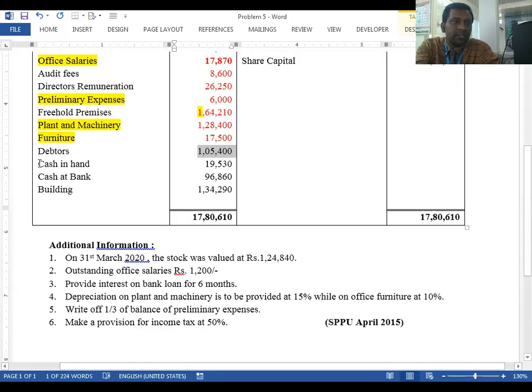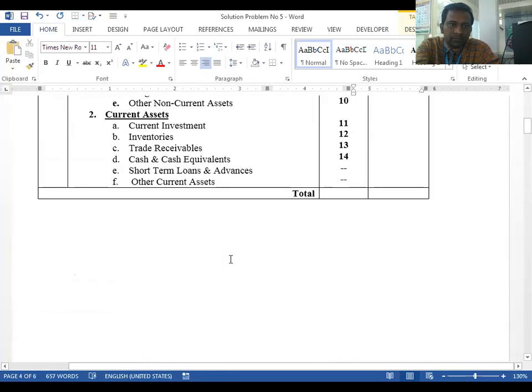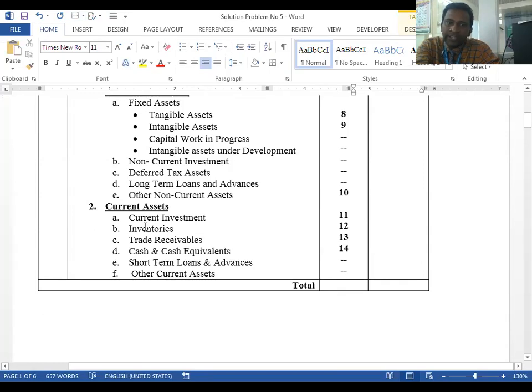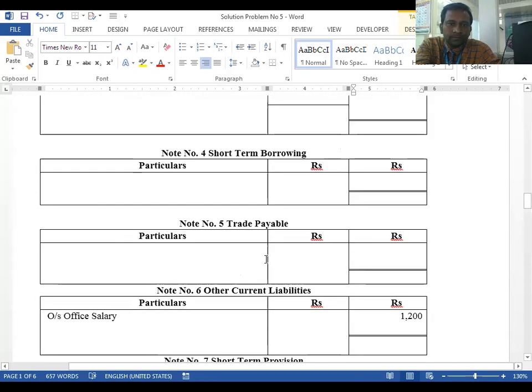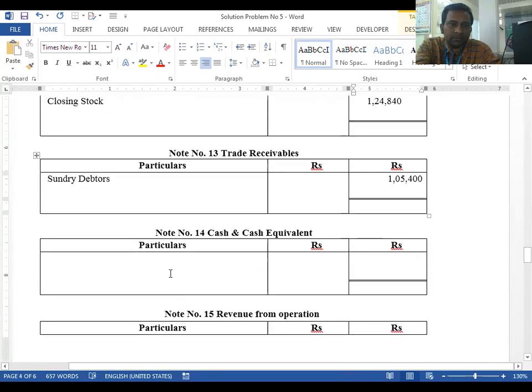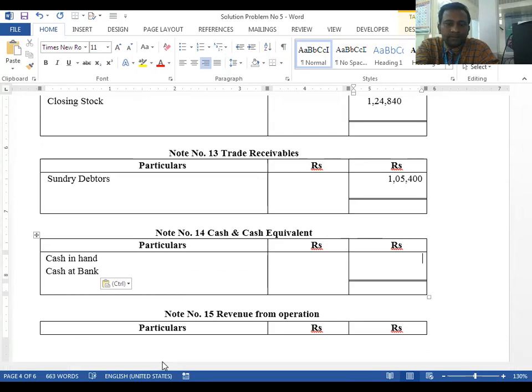The next item is cash in hand and cash at bank. So it is again a current asset. Is it current investment? No. Inventories? No. Trade receivable? No. Cash and cash equivalent? Right. Cash in hand and cash at bank is related to cash and cash equivalent. So it is transferred to notes number 14. Okay. What is the amount?